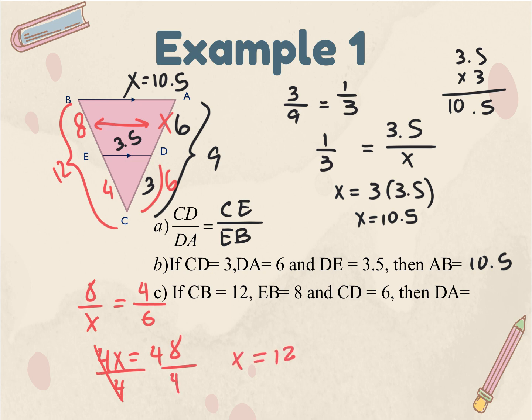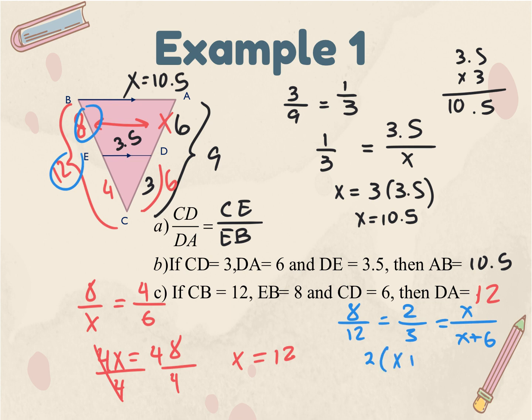This is one way of doing it, guys. There's multiple. Another way you can do it is you can grab this segment right here over 12, do 8 over 12, and that's going to simplify to 2 over 3. And you can set up 2 over 3 as x over x plus 6. We can cross multiply into getting 2 times x plus 6 is equal to 3x. That's going to simplify to 2x plus 12 is equal to 3x.